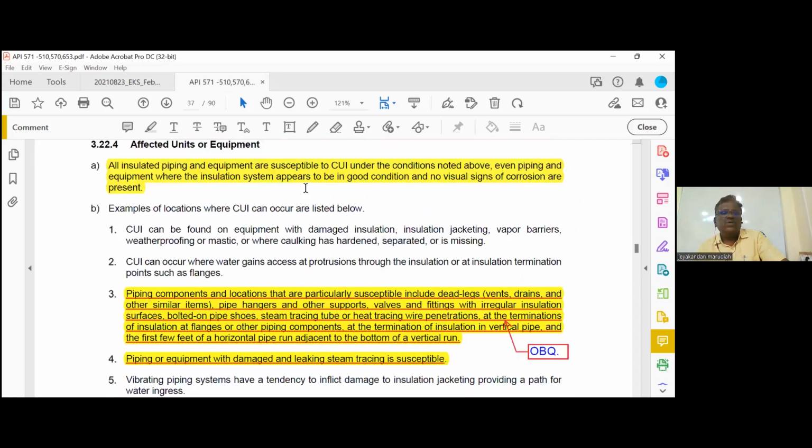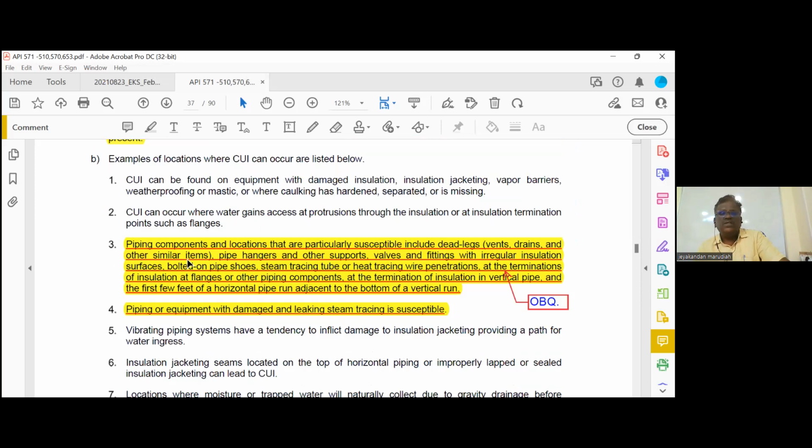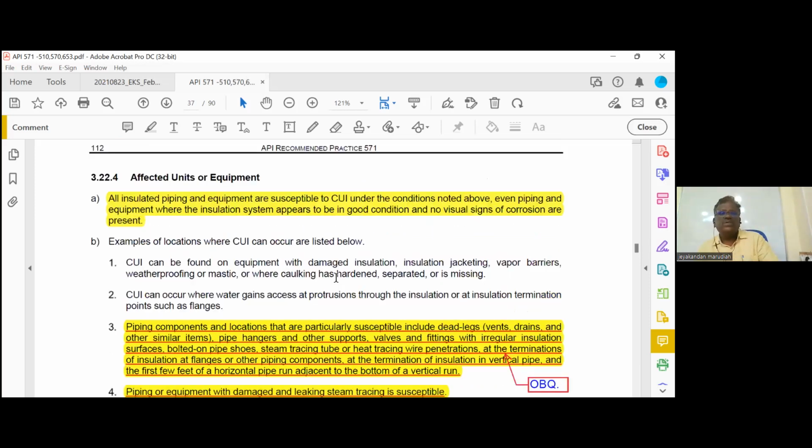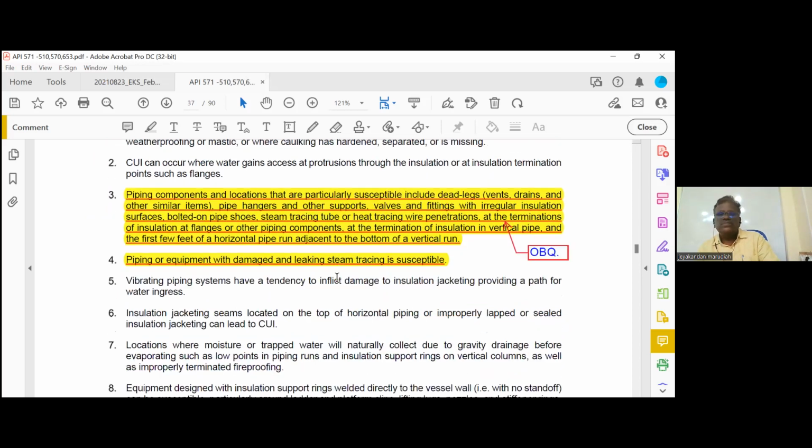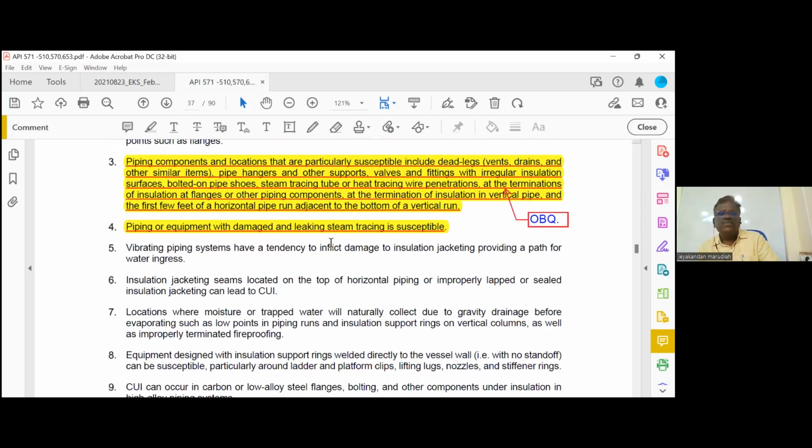The next page, 112. This is an open book question. Piping components and locations that are particularly susceptible include dead legs, hangers, walls, fittings, irregular insulation, all these things. It's a big list. Mark the entire paragraph as an open book question. Page number 112. Then piping and equipment with damaged and leaking steam tracing is susceptible.